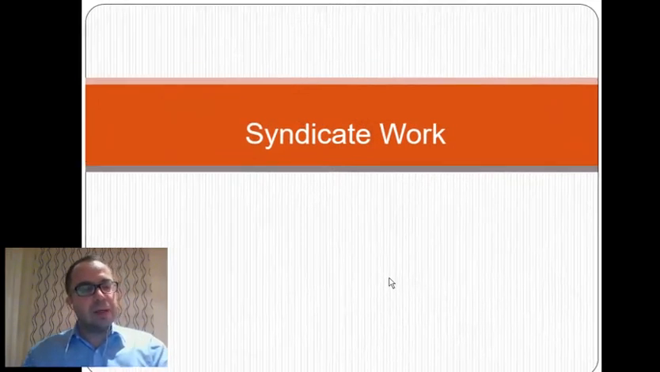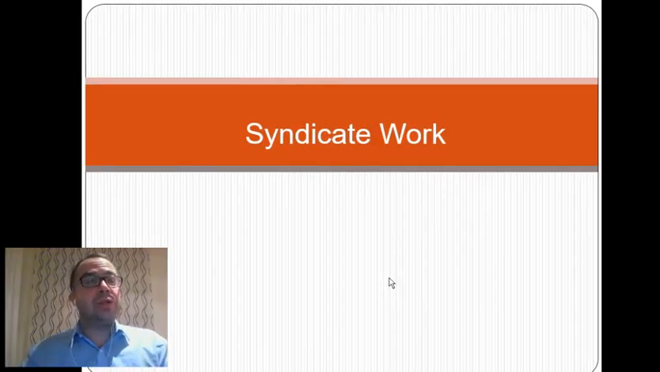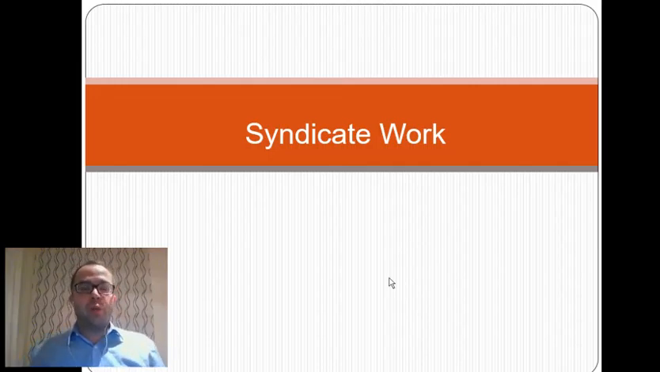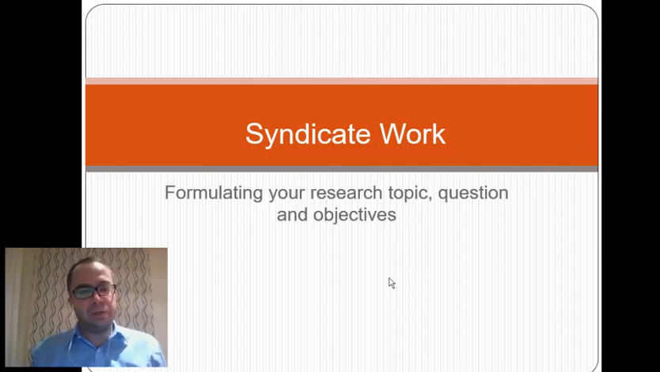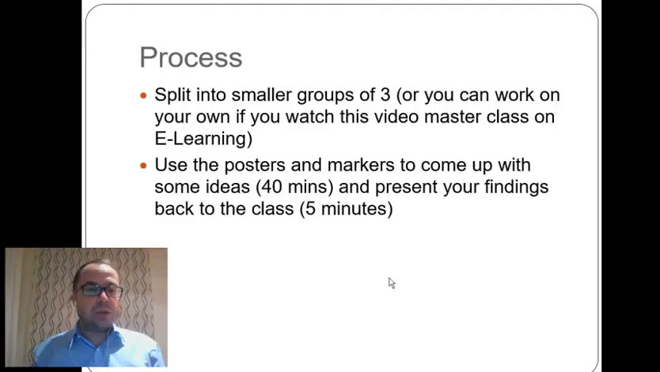We are now going to look into the practical exercises, and I would like you to do some work. We are going to do it in what we call syndicate form, when we try to work in small groups. You may wish to look into this task and complete it on an individual basis, but more importantly, what we're going to do is to formulate your research topic, question, and objectives. To do so, you probably need about 40 minutes.